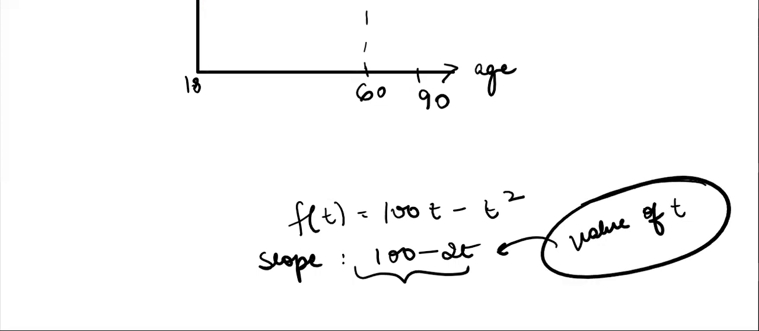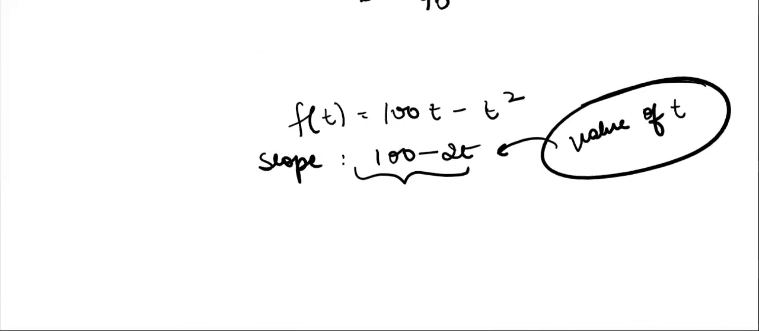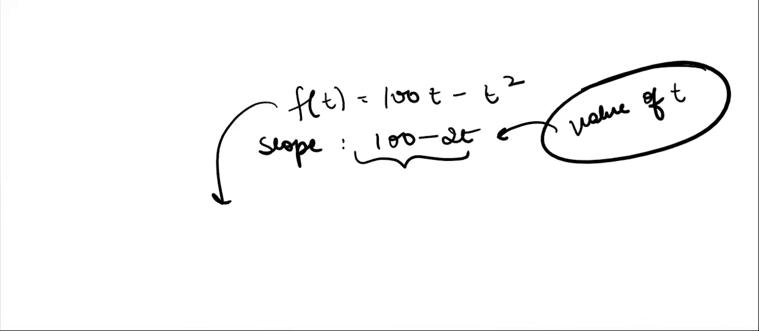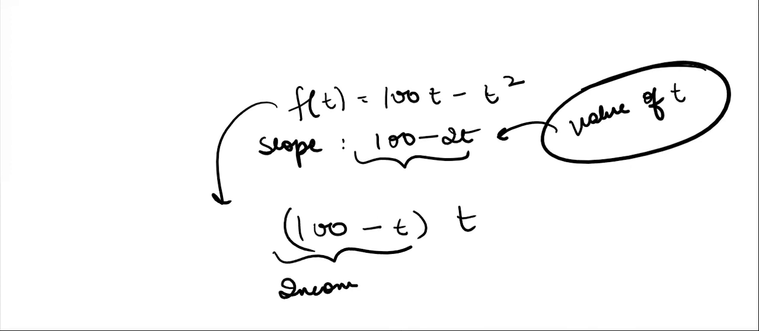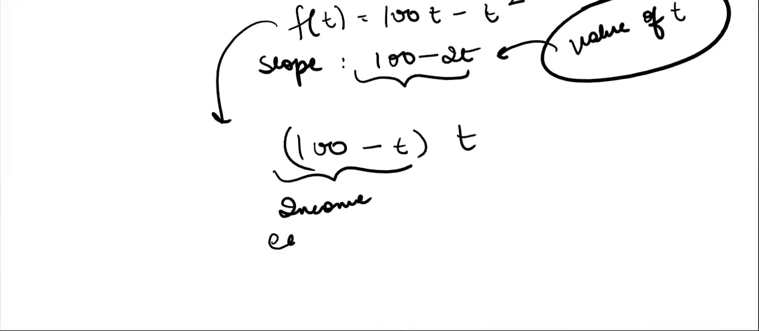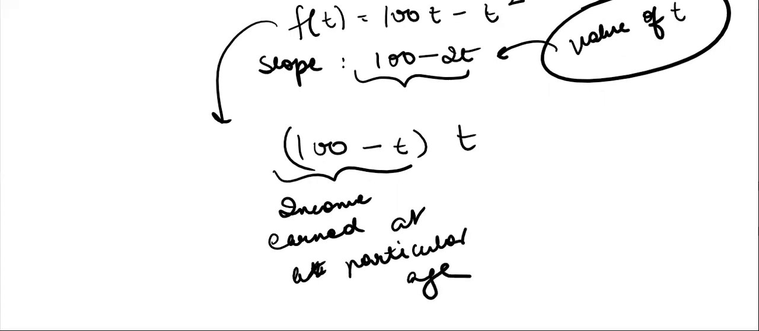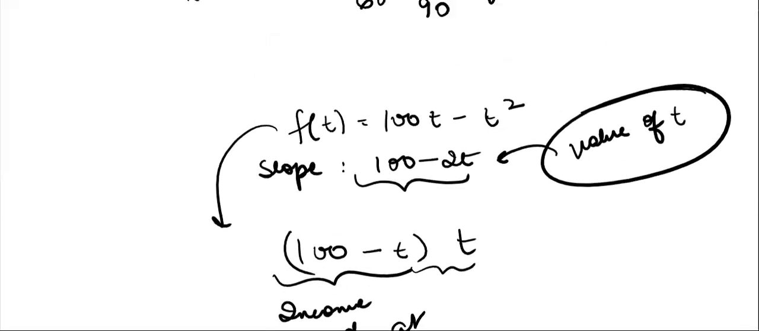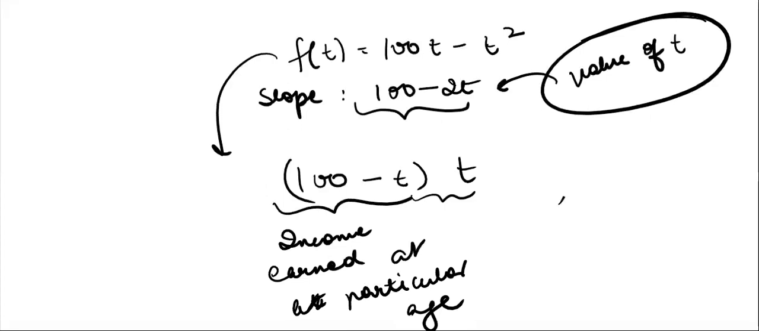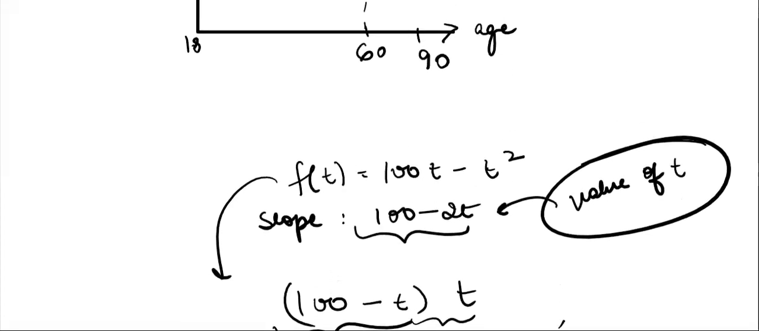If I go ahead and look at this function, I can say that this is 100 minus t into t. So this is the income earned at a particular age. Okay, so supposedly I plot this function. When you have to plot the function, you take different values.